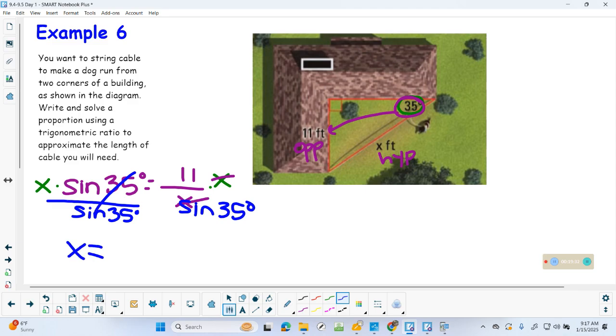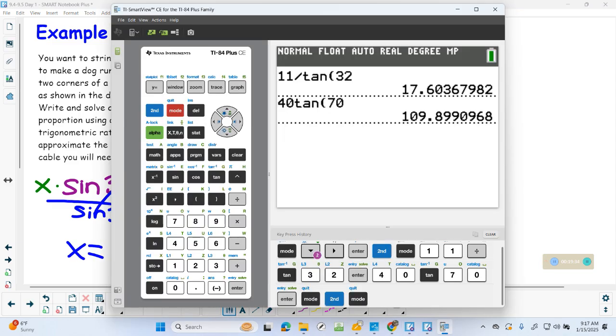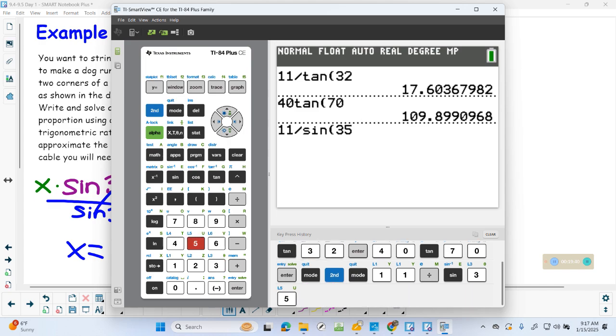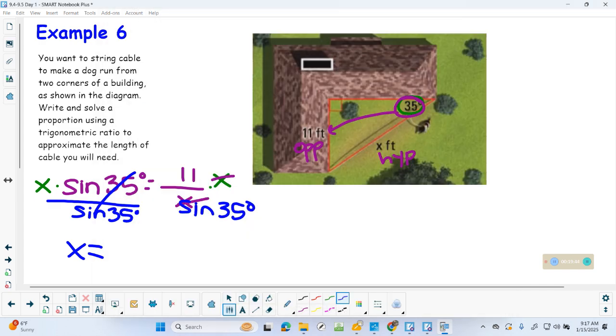Doesn't say what to round to, so I'm going to make it easy and just round to the 10th here, okay? So I'm going to do 11 divided by sine. Got it. So let's round it. Let's say 19.2. Let's go with. And it's a word problem. I feel like we should label our answer. What units are you measuring in? Feet. Got it.